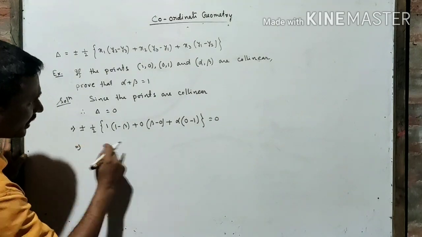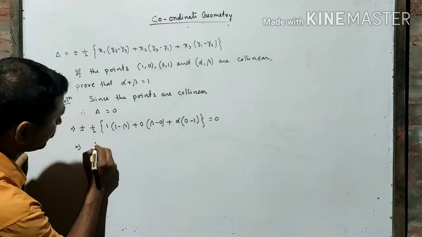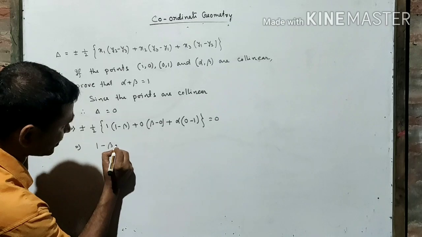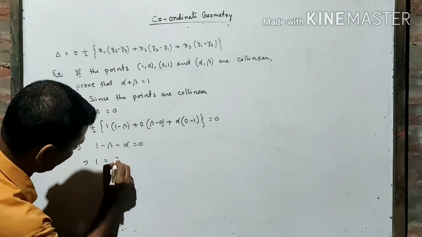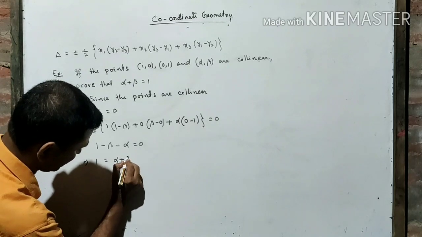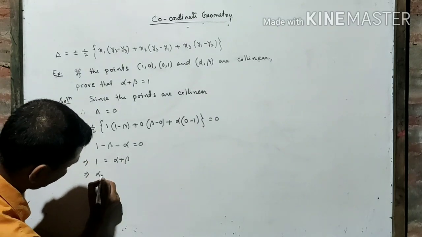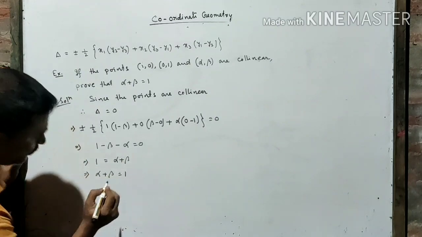So this plus minus half will cancel out with 0, and there will remain 1 minus beta minus alpha is equal to 0. This implies 1 is equal to alpha plus beta. This implies alpha plus beta is equal to 1. And as proved.